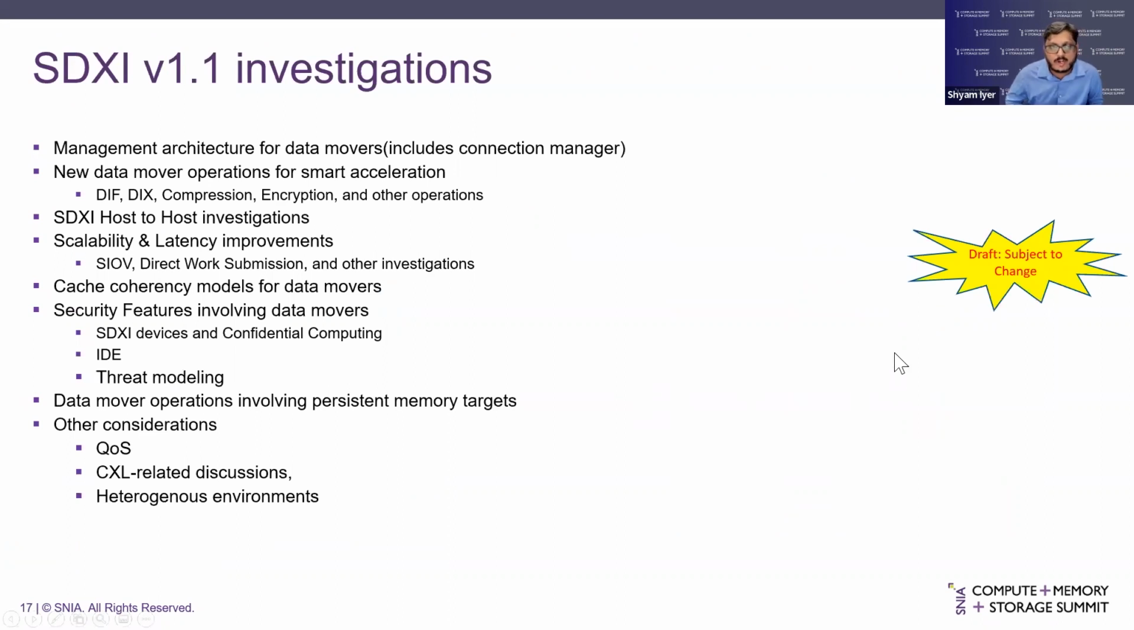So as part of our 1.1 investigations, right now the TWIG is looking at some of these features. I should caveat that these are all subject to change. And if you look at them closely, it's almost in line with how we started with 1.0 and how we already envisioned some of these features. So for example, we're looking at the management architecture for the data movers, which means how would we connect two different address spaces to be able to do the data movement.